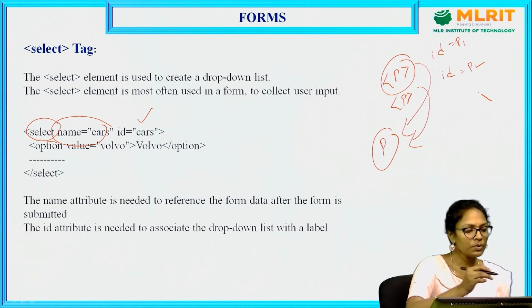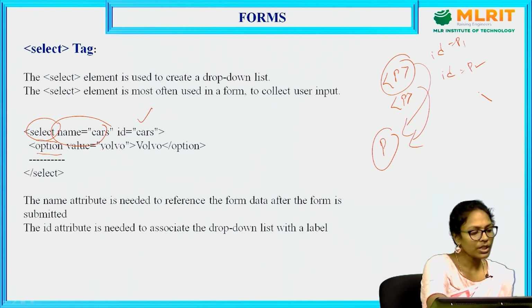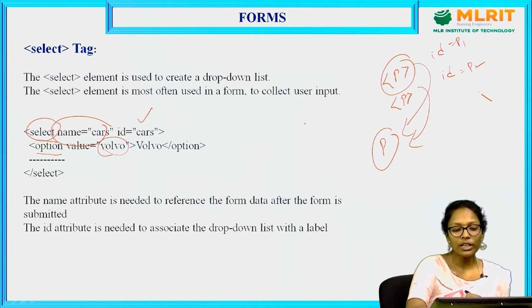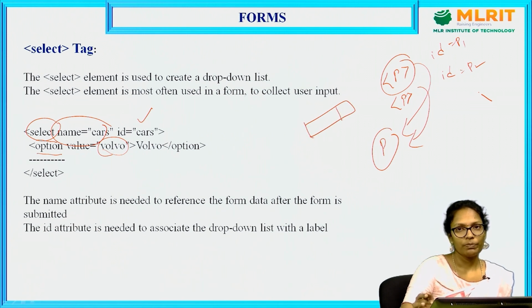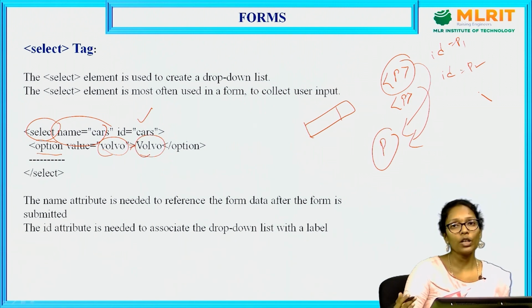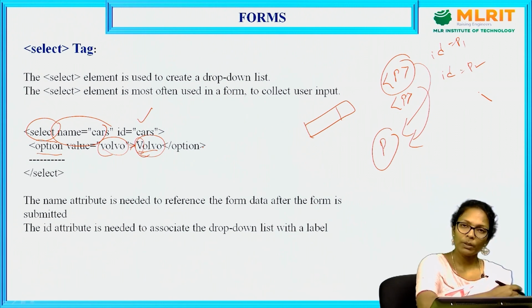How to add the options? Using the option tag. The option value is Volvo. Internally it will assign the option name as Volvo, but it will not display anything on the web page. So how to display? After closing this option tag, write the thing which you want to display. What do you want to display? Volvo, with a capital V, and that will be displayed. Then close your option.